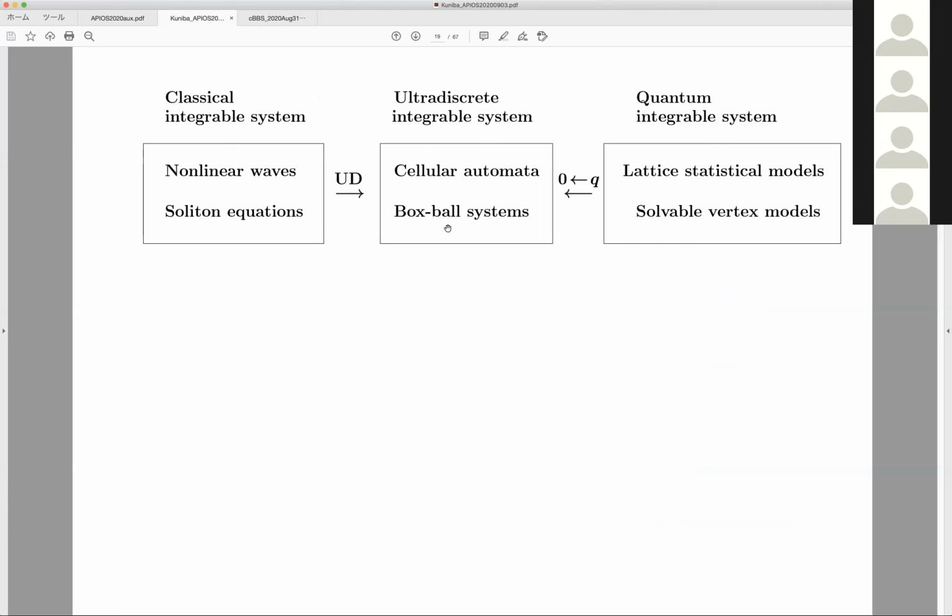So we have BBS, which is a cellular automaton. And it is coming from the quantum integrable system, which is a solvable vertex model, by taking a q equals 0 limit. But also there's another integrability aspect coming from the classical integrable system, which I don't get into in detail in this talk. But basically you have the soliton equations and take the procedure called ultradiscretization. And the same things meet here. I mean, the 2 limits have the common limit here.